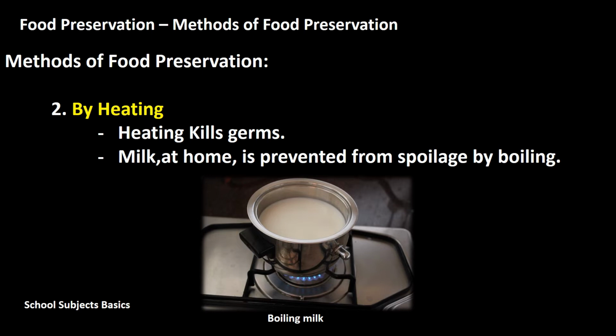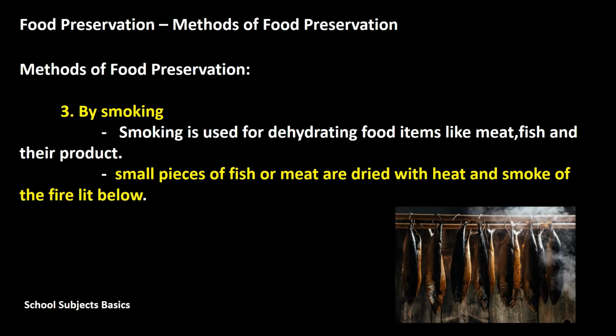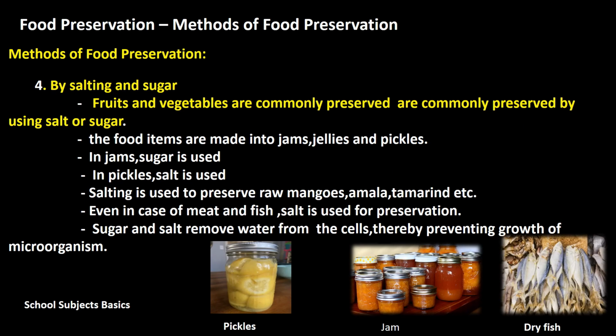Next is smoking. The first two are sun drying and heating, and the next method is smoking. This smoking method is used for dehydrating food items like meat, fish, and their products. Small fish or meat pieces are dried with heat and the smoke of a fire lit below, and with the smoke it removes their moisture content.